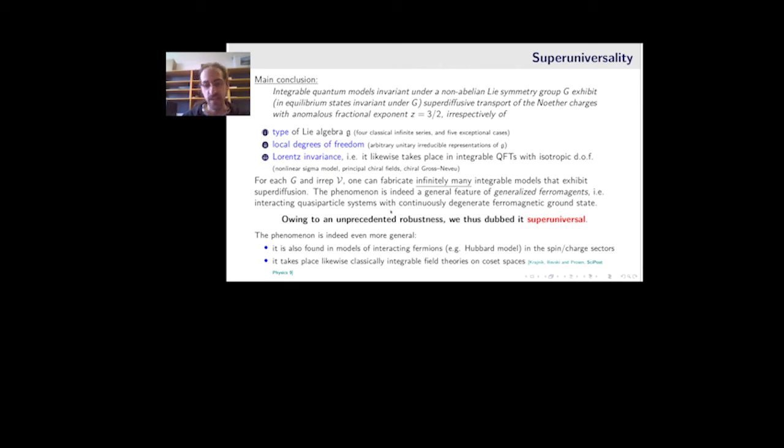And because of this unprecedented robustness and inevitability of this transport law, we decided to dub it super universal. What's important is that for any class that I mentioned here, you can still have infinite freedom of choosing microscopic parameters, and you will still get this law. The only important thing is that you don't break integrability, because integrability is what ensures that quasi-particle excitations are stable against decay. So you have interacting quasi-particles, and because of the symmetry constraint, it will force you to have this exponent. So that's the result of our paper.